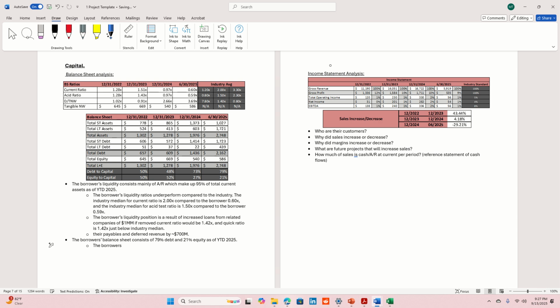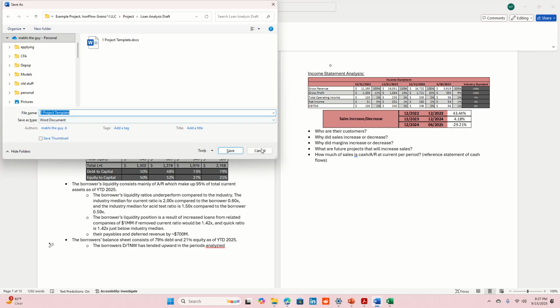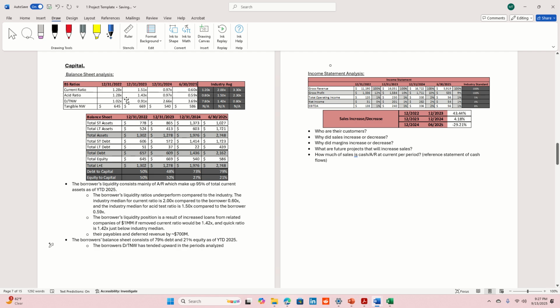here's the borrower's debt to tangible net worth has trended upward in the periods analyzed, right? And as we see for mine, it goes up, or it goes down, then it goes up and up. But the overall trend is up. Now, some of you guys is going to go down, and it's going to go down a lot, right? It's going to go to negative 2.66, right? It's going to go down a lot, and then it's going to go up a lot.